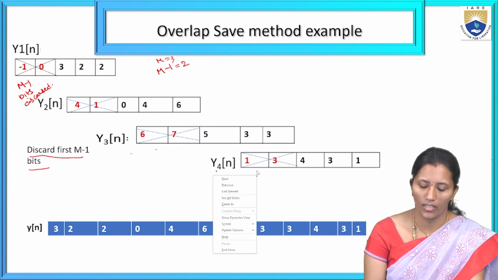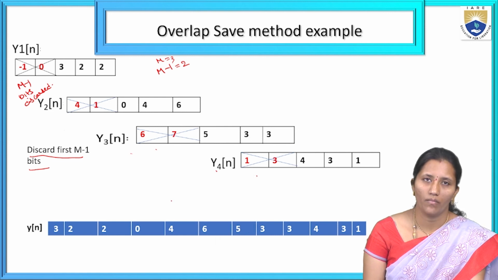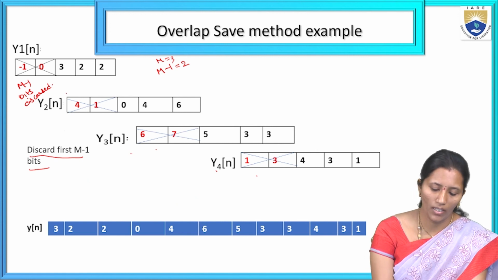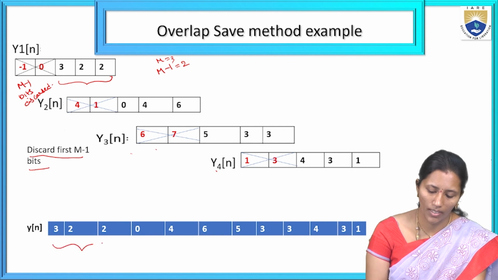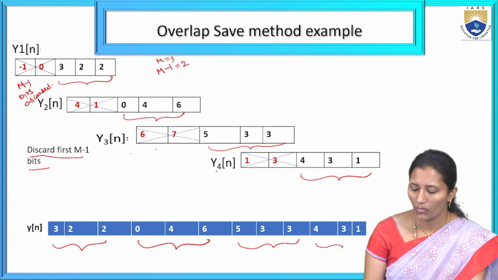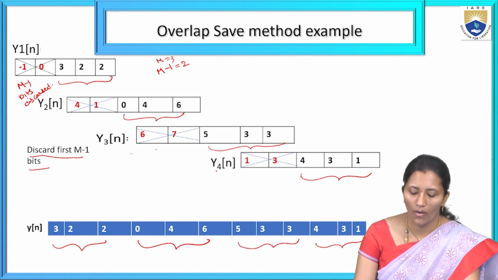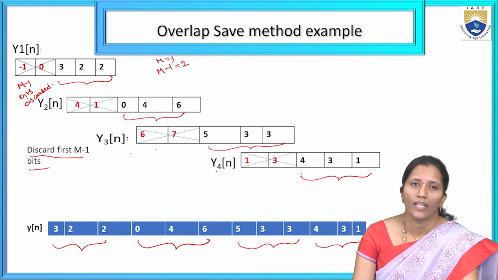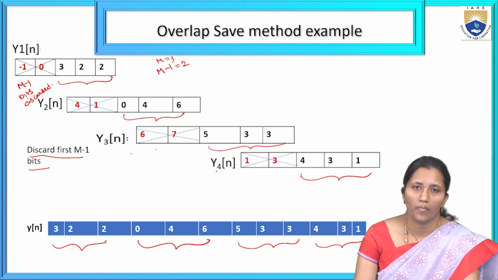So we have to discard these first m-1 bits from y1 of n, y2 of n, y3 of n, y4 of n. The remaining L bits are 3, 2, 2, so these 3, 2, 2 will come here. The remaining bits 0, 4, 6 will come here. Then 5, 3, 3 and 4, 3, 1. So we have to discard the first m-1 bits of each individual output response of the segmented blocks.